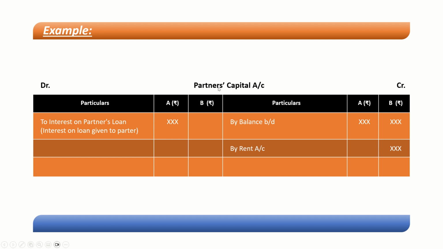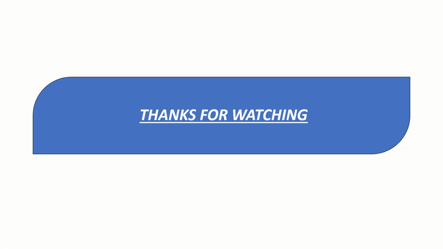And then in partner's capital account, just to understand this better, we have the rent appearing on the credit side given to a partner, and this is the interest on partner's loan, where the partner is paying the interest to the firm. Okay, so these were the topics that I wanted to cover with you for a quick revision.